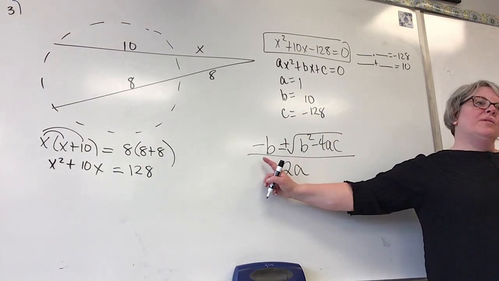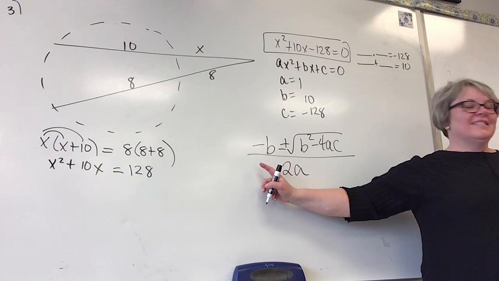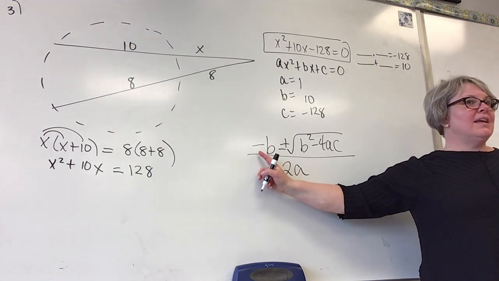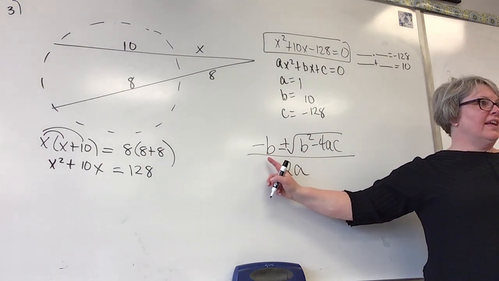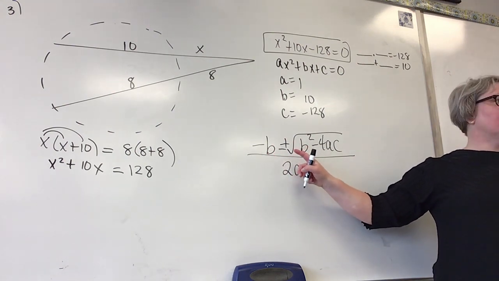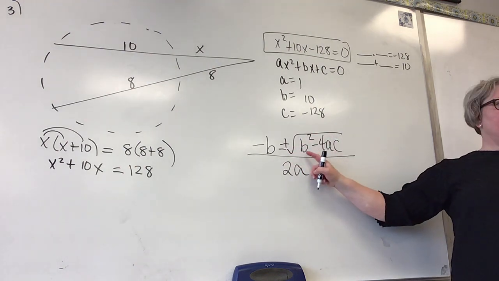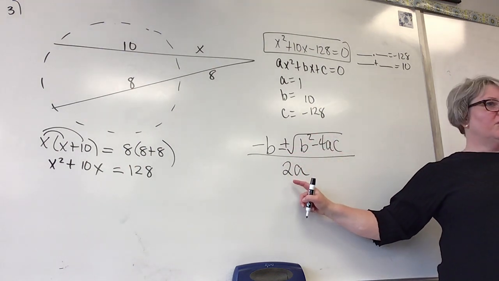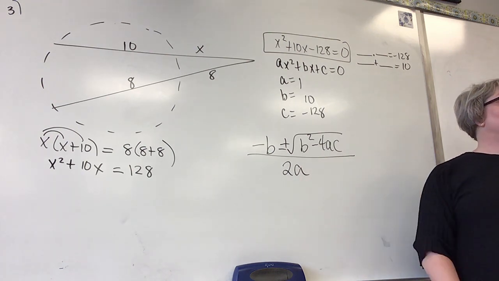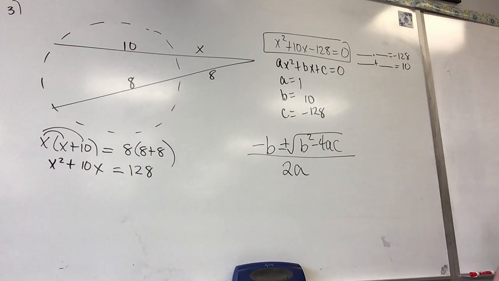Okay, careful. How do you read this? No. Opposite of B. So say that again. Opposite of B, plus or minus, because how many answers are we going to get? 2. Okay, so that's how we get plus or minus. The big square root of B squared minus 4AC all over 2A. Come on, you didn't learn the song? Yeah, you learned the song. All over 2A.